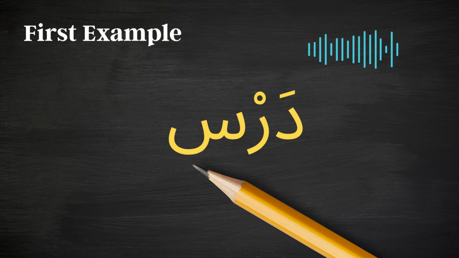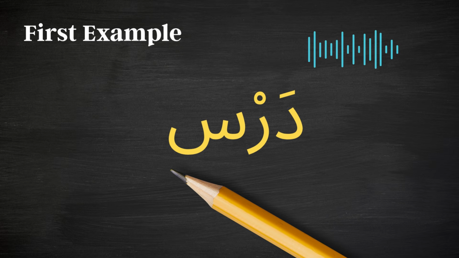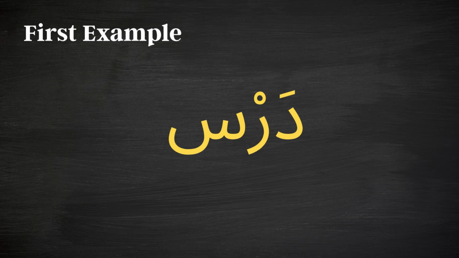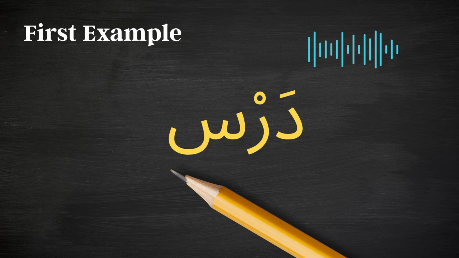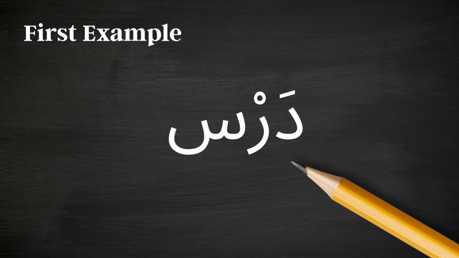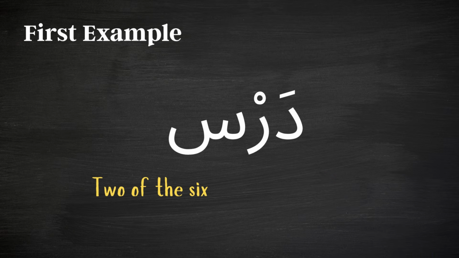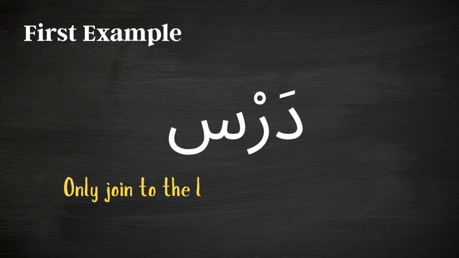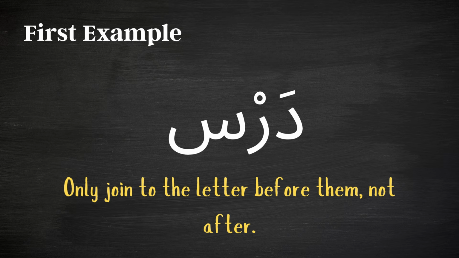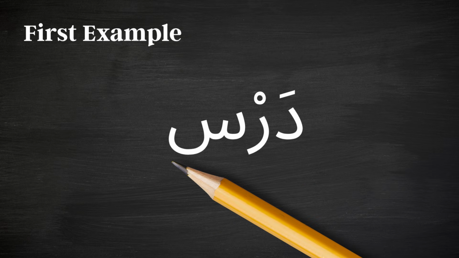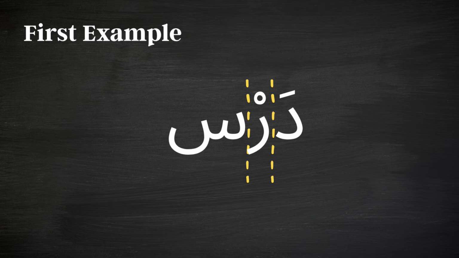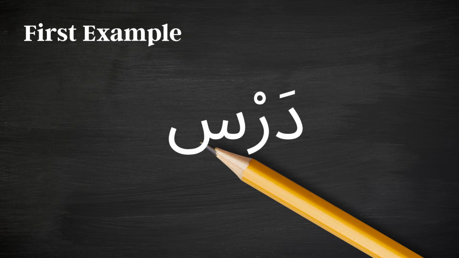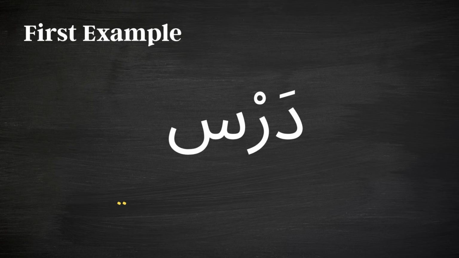Altogether, dars, dars. Again, dars. Notice, dal and ra are 2 of the 6 one-way connector letters. They only join to the letter before them, not after. That's why in this word, the letters don't all connect. There's a small break. Sin is a 2-way connector, but it comes at the end here.